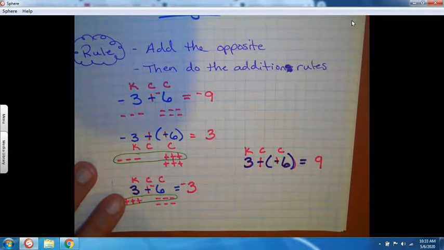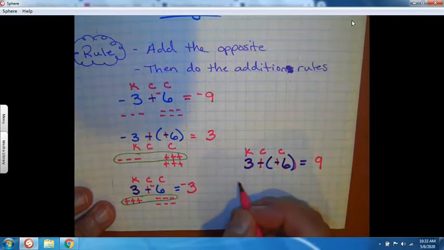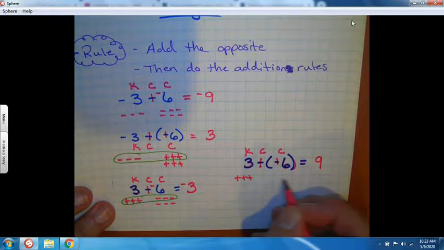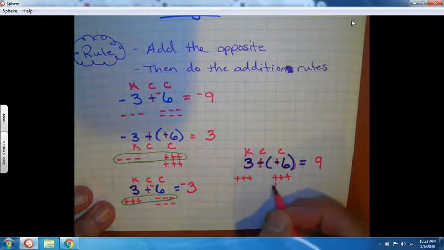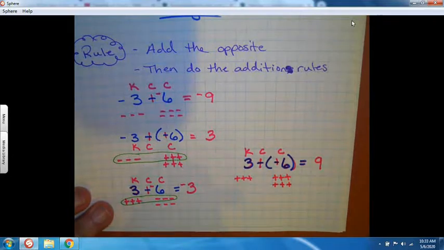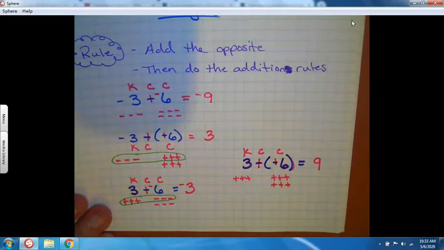Okay? And once again, we've got 3 positives here, and 6 positives here. That's why we've got 9 positives. Okay? So just a quick lesson.